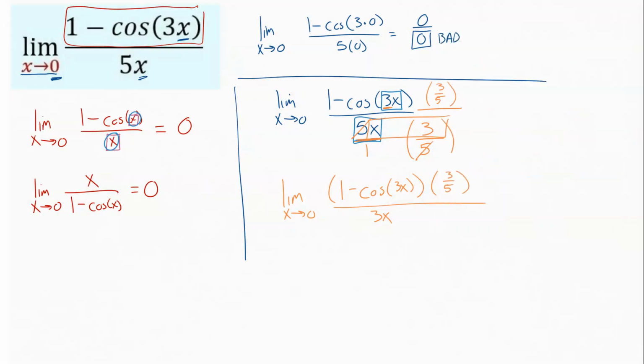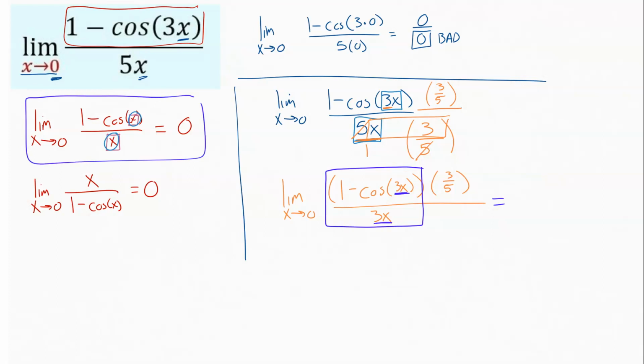That's now going to allow us to focus on this piece. That piece now meets our definition. We have 1 minus the cosine, we have a 3x on the inside, and we have a 3x on the outside. And so that piece fits our definition, and we know all of that equals 0.